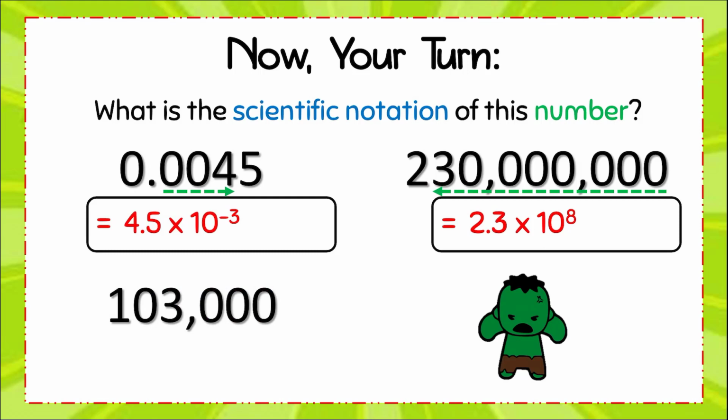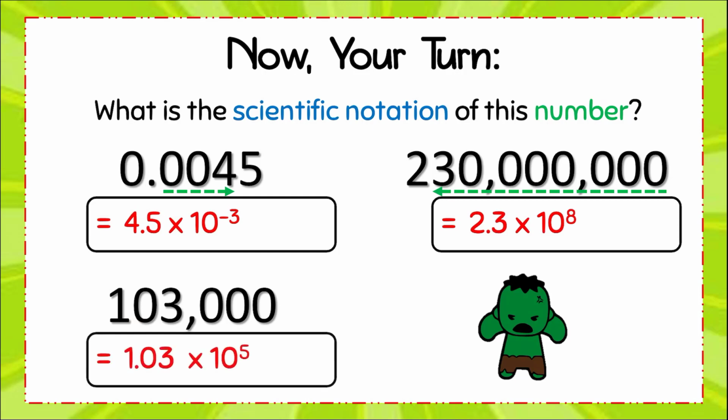Now, 103,000. What can you do? Let me ask you this. Will it be a positive exponent or negative exponent? Positive. Very good. Big number, remember? And what is A? What is the decimal? 1.3? No. 1.03. Very good. Times 10 to the power of? Very nice. 10 to the power of 5. See? 5 places that changed, right? So 10 to the power of 5.